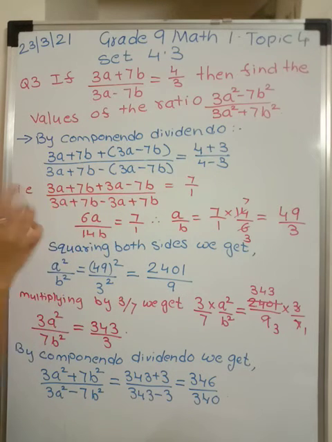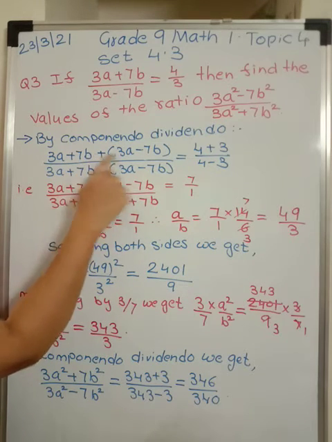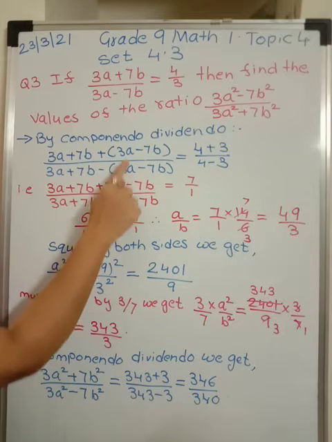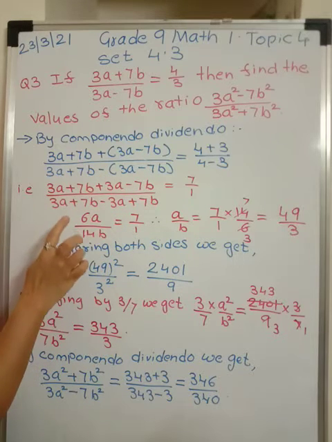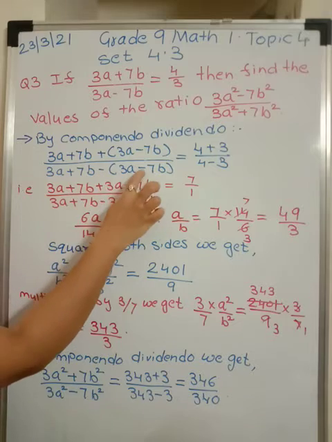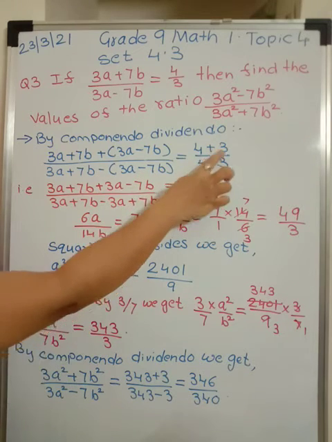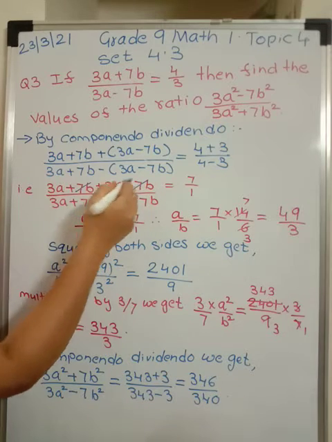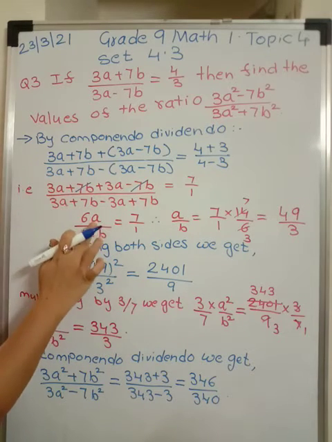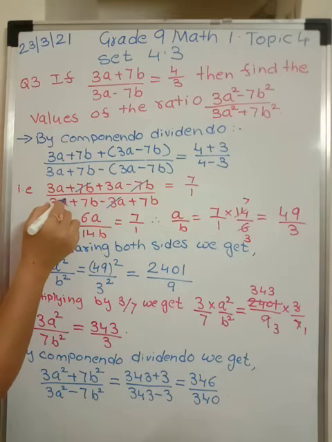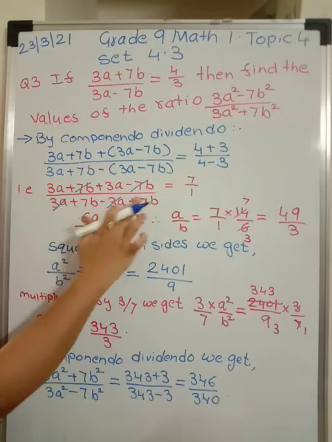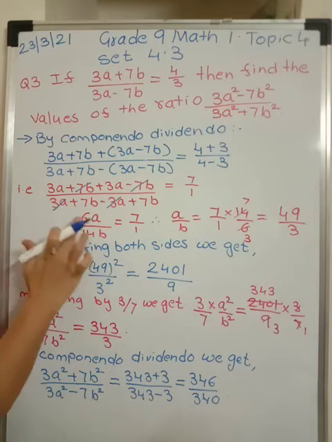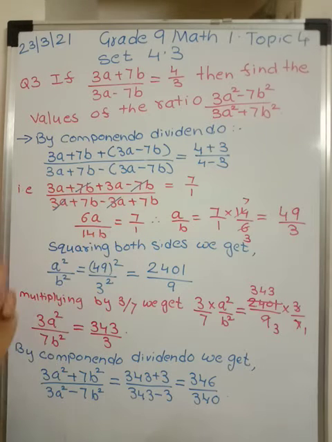Now if you open the bracket, because of the plus sign, there will not be any change. So 3a plus 7b as it is. But look at the denominator. We have minus 3a, minus into minus, plus 7b. 4 plus 3 is 7 and 4 minus 3 is 1. Now look over here. We have plus 7b minus 7b, cancelled. 3a plus 3a is 6a. Here 3a minus 3a cancelled. 7b plus 7b we have 14b. So we have 6a upon 14b is equal to 7 upon 1.